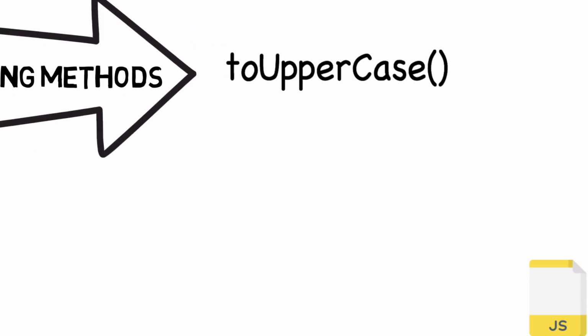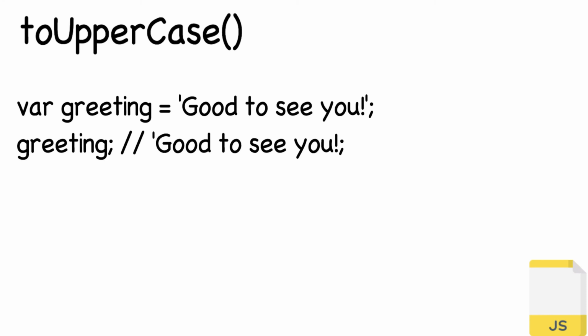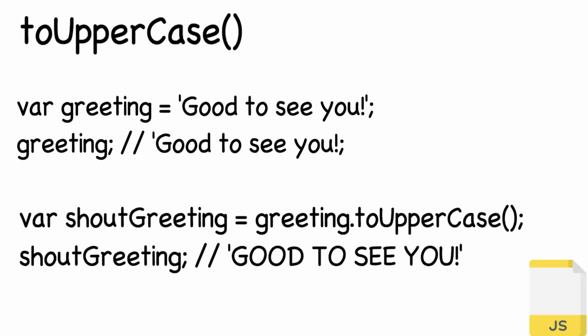Let's begin by setting up a greeting variable. Our greeting will be a string that says, "Good to see you." Let's put this method to work on our greeting variable and store it to a new variable called shoutGreeting. We are going to attach the toUpperCase method to the end of our greeting variable and assign it to our new shoutGreeting variable. Now, let's look at the shoutGreeting in our console and we get "GOOD TO SEE YOU."